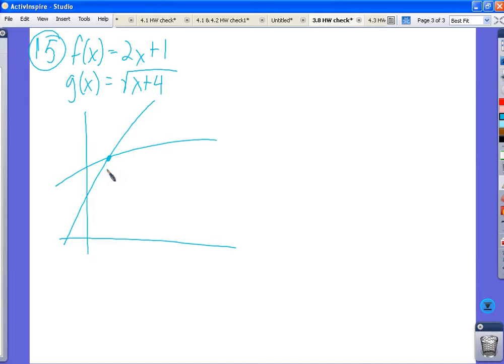I'll just stick to humble pie Fridays. Okay. Higher one like that. So this is square root of x plus 4. This is 2x plus 1.